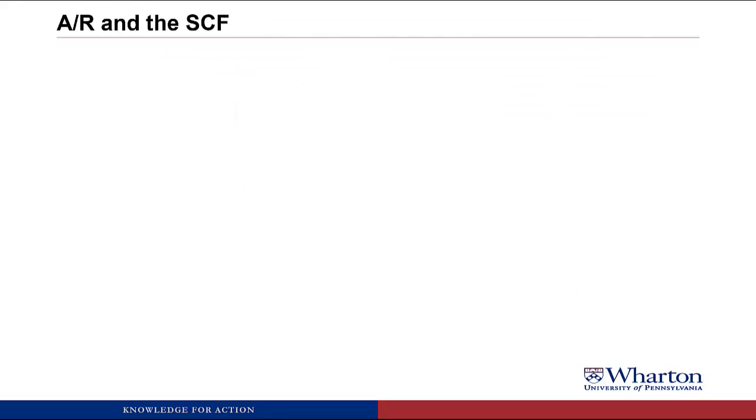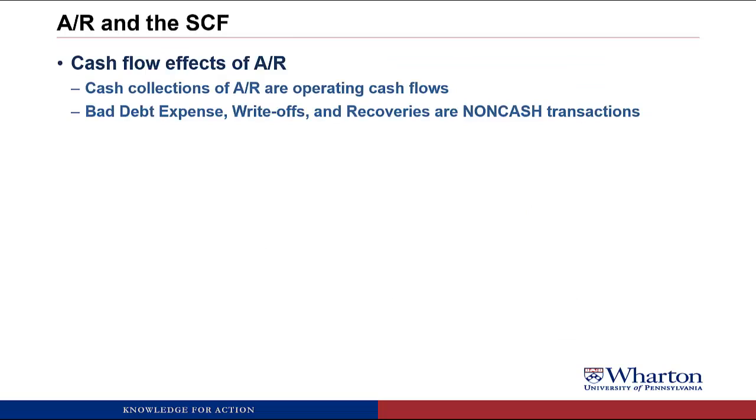Next, I want to talk about how accounts receivable and bad debt show up on the statement of cash flows. Obviously, cash collections of accounts receivable are operating cash flows. And then the bad debt expense, the write-offs, and the recoveries are all non-cash transactions. Now, when I say recoveries are non-cash transactions, I mean the part where we restore the receivables and restore the allowance, not the part where we actually recover the cash, because that's a cash collection.